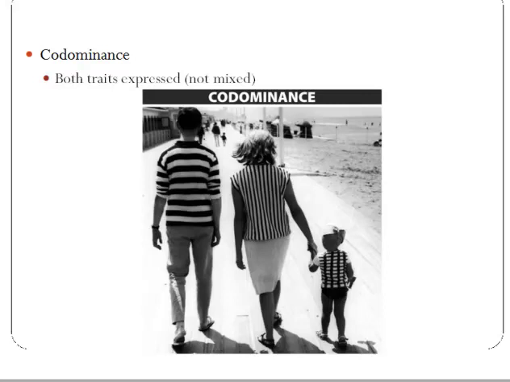You can also have codominance, and in codominance, both traits are expressed. They're not mixed. And this is a cute picture, and we'll look at some real examples. So we have parents. Dad's got the horizontal striped shirt, Mom's got the vertical striped shirt. The offspring is neither horizontal stripes or vertical, but a mixture of the two, so both. And that's a cute representation of codominance, where both characteristics show up equally.